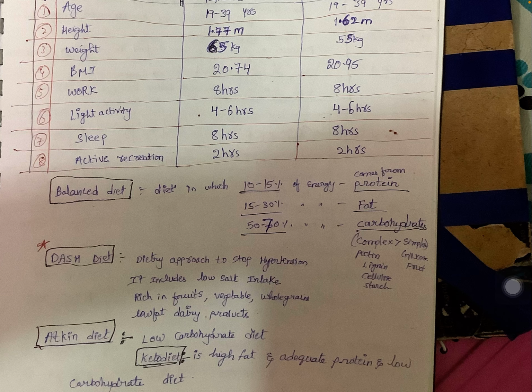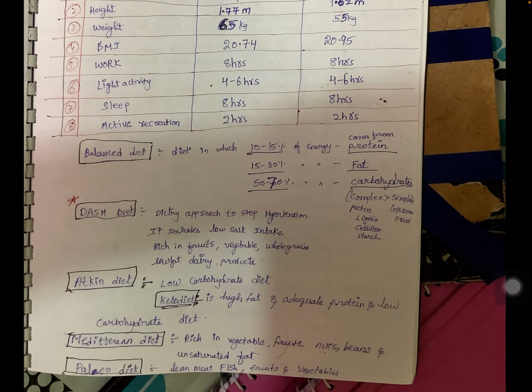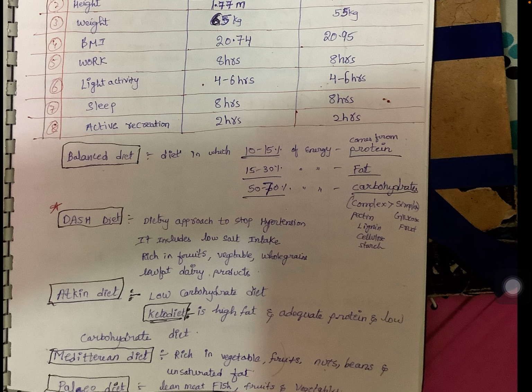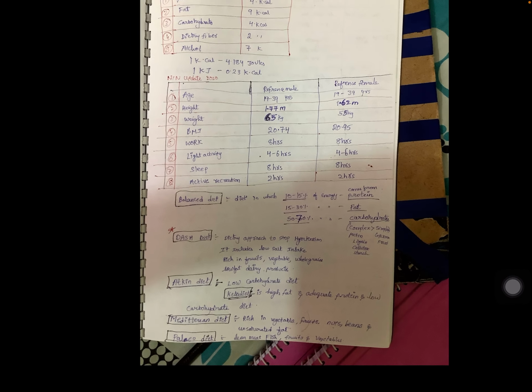What is the DASH diet? The Dietary Approach to Stop Hypertension. It includes low salt intake, rich in fruits, vegetables, and whole grains, low fat dairy products. And the Atkins diet, low carbohydrate diet. And the keto diet, it is the highest fat and adequate protein and a low carbohydrate diet. Mediterranean diet, rich in vegetables, fruits, nuts, and beans. And the unsaturated fat. Paleo diet, lean meat, fish, fruits, and vegetables.